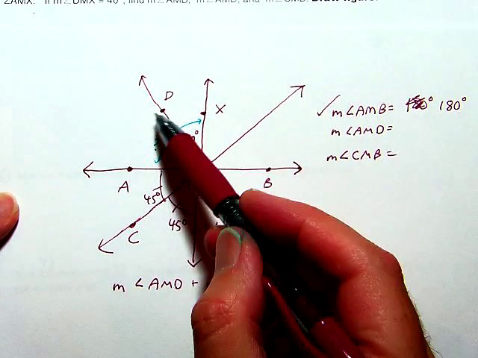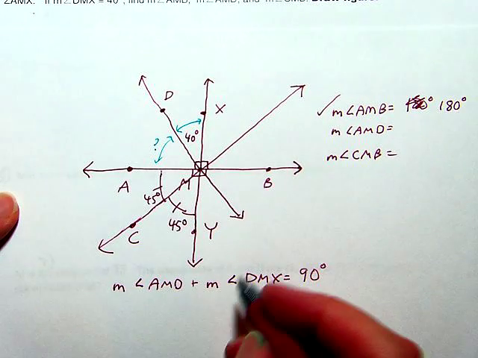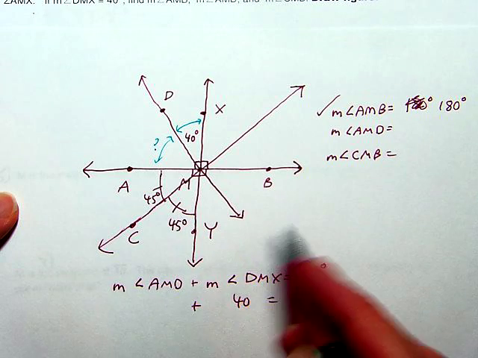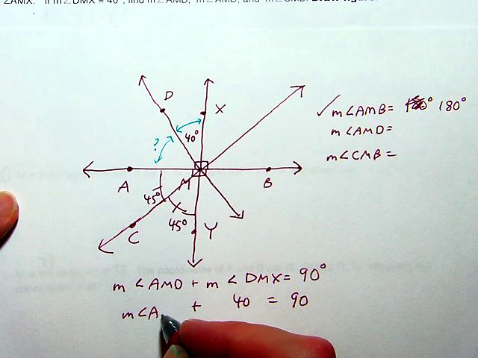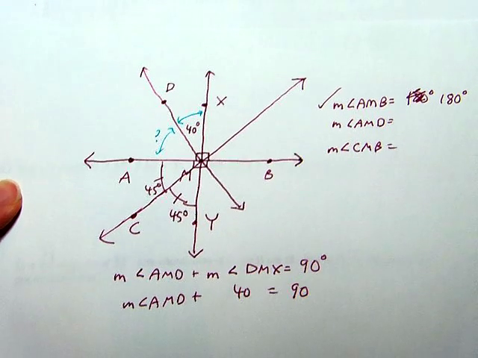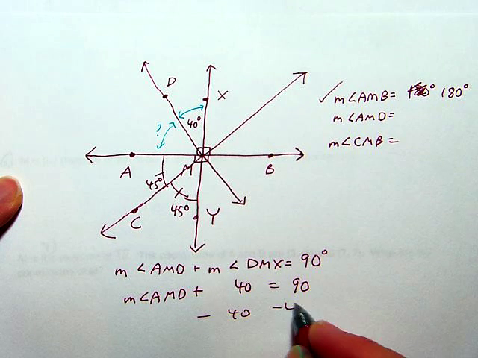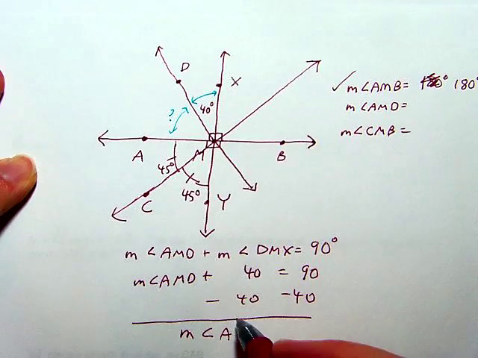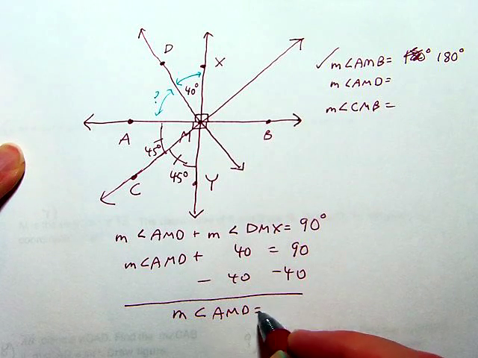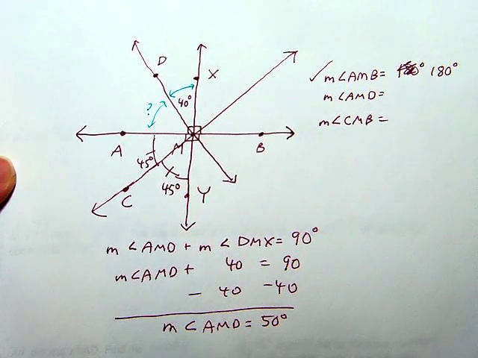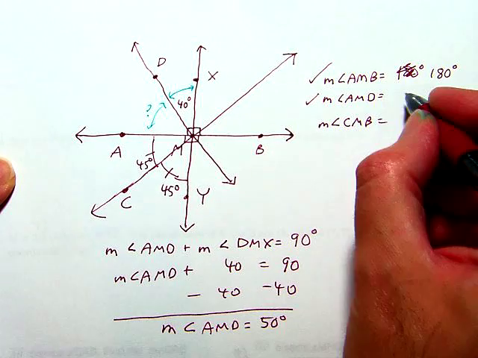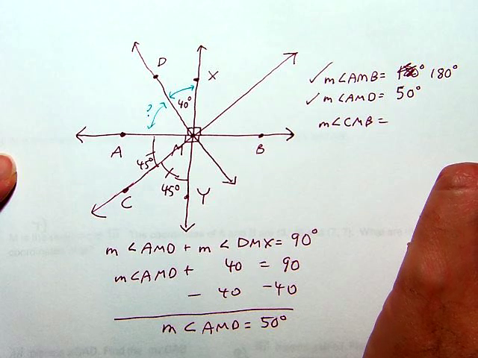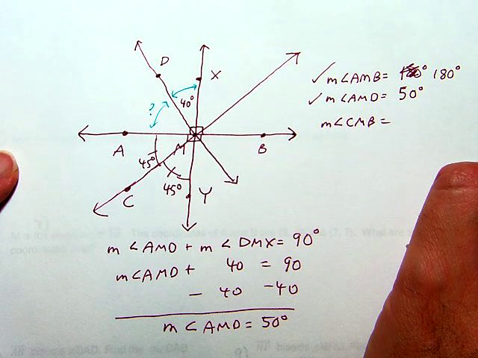So we know the measure of DMX, it's 40, and we need to solve for the measure of angle AMD. Well, now it's not so hard, right? We can subtract 40 from both sides, and we get as an answer the measure of angle AMD is equal to 50 degrees. Okay, so that is our second answer here: 50 degrees.